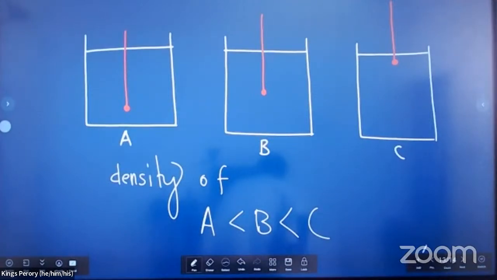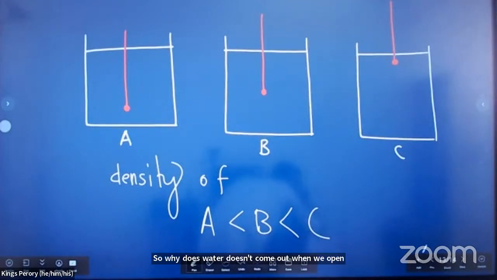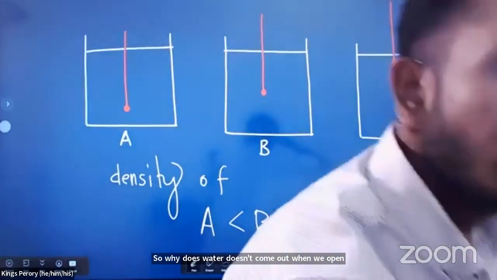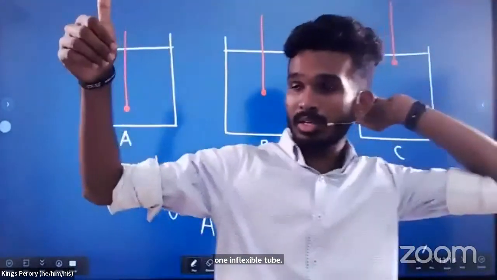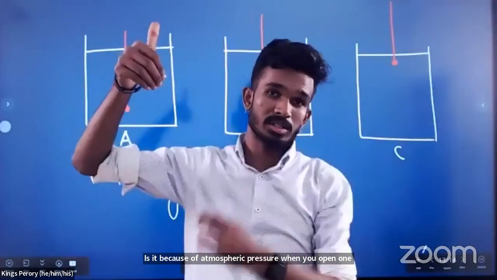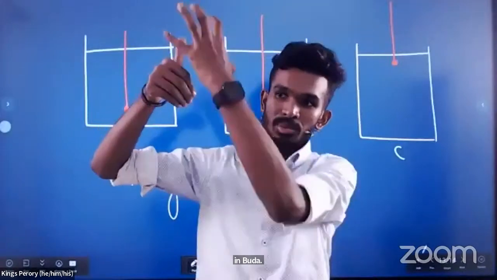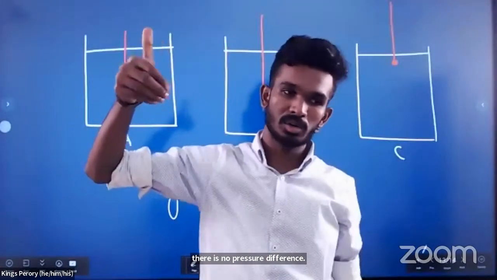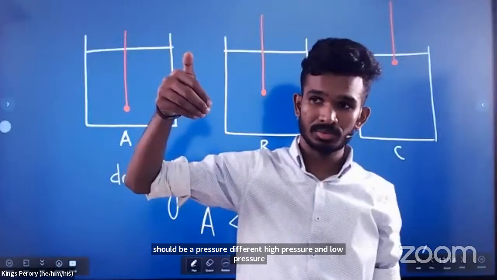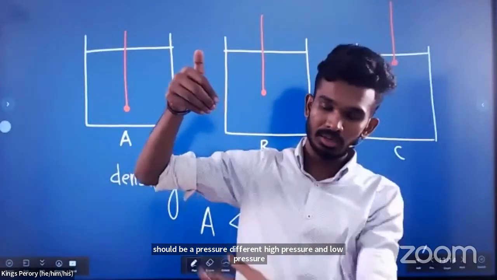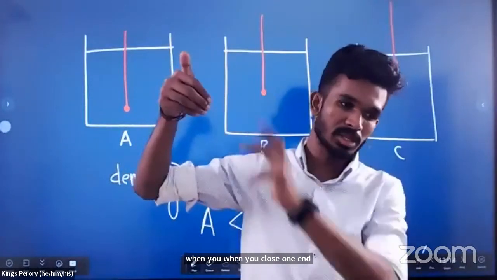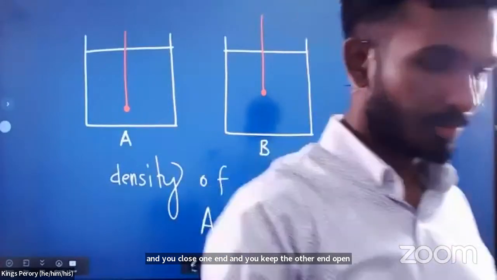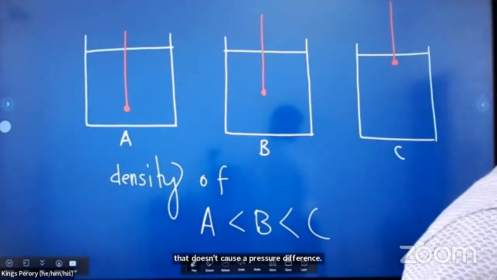Why does water not come out when we open one end of a flexible tube? Is it because of atmospheric pressure? When you open one end, there is no pressure difference. There should be a pressure difference, high pressure and low pressure. When you close one end and you keep the other end open, that doesn't cause a pressure difference for it to flow.